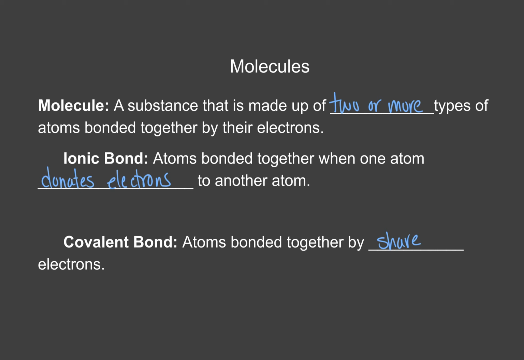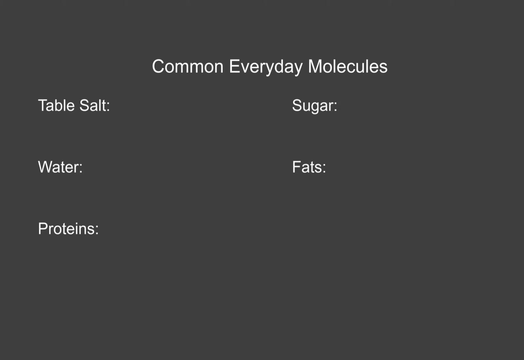Covalent bonds share electrons. And I always remember this because the prefix co is often to do with working together, right? You cooperate with someone else. So you're working together. A covalent bond, the atoms work together by sharing their electrons.